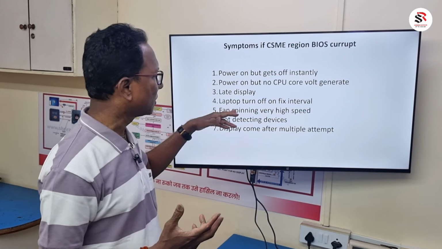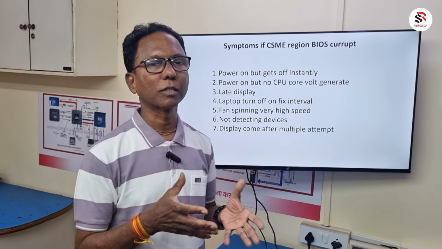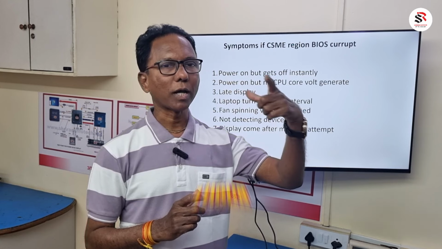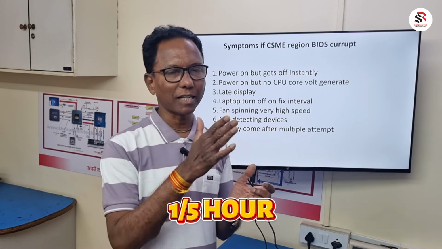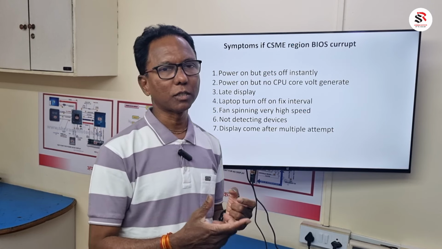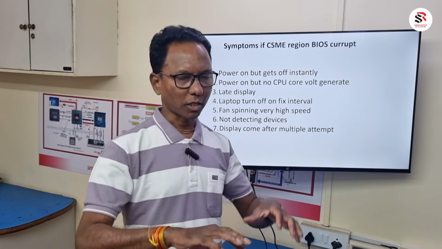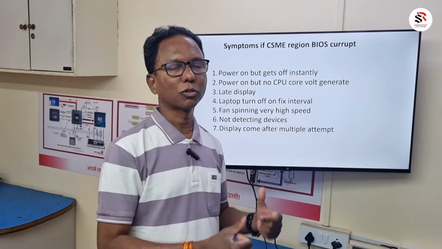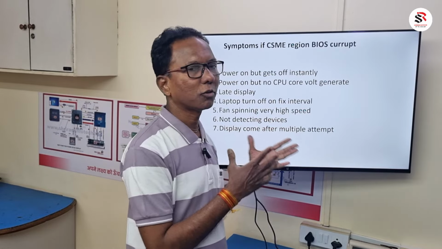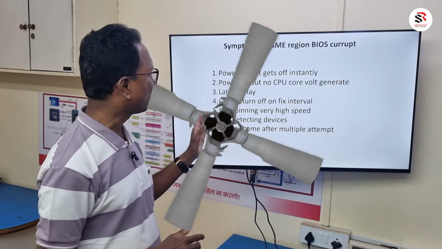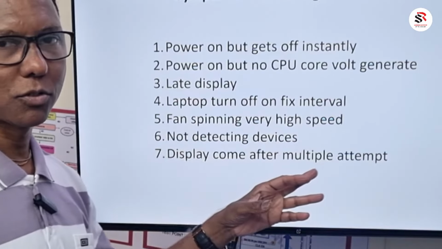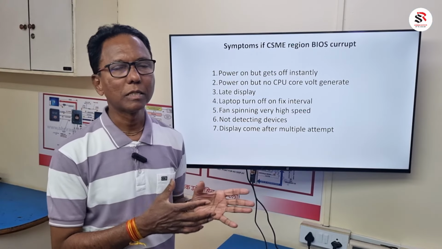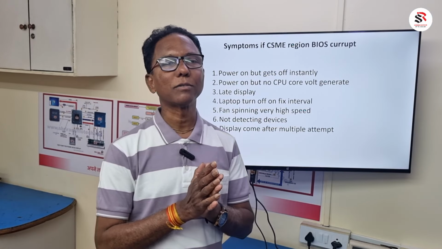And the next is, your laptop turns off at certain intervals, like within 30 seconds, or within 1 hour, or exactly half an hour. When you turn on the laptop, it will run for 30 minutes and then turn off. Then again you have to turn it on, it stays for 30 minutes, then turns off again. This is also one of the symptoms of your ME region BIOS getting corrupt. Then your fan spins at very high speed, the device is not detected, the operating system is not detected. So these are the symptoms that your ME region BIOS is corrupt.